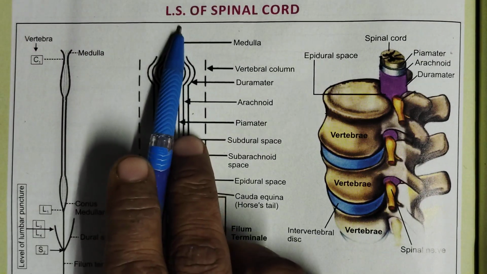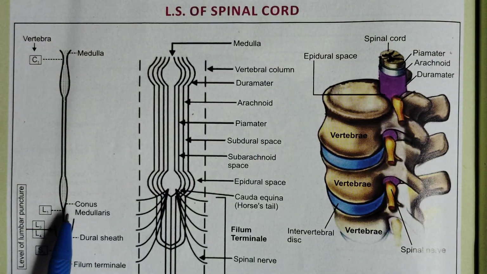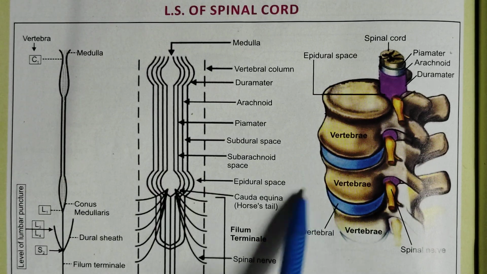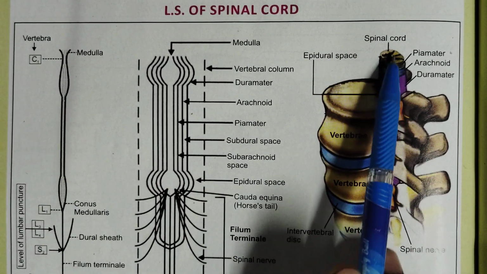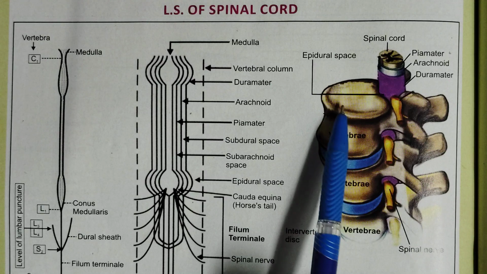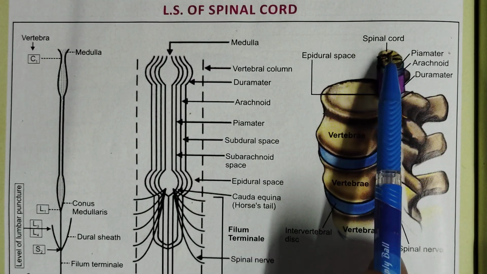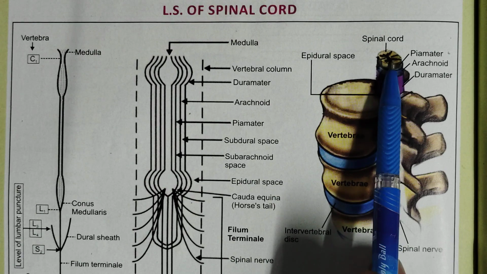Here is the lateral section of spinal cord. LS means lateral section of spinal cord. This is a small part of the spinal cord. In between there is a hollow part.